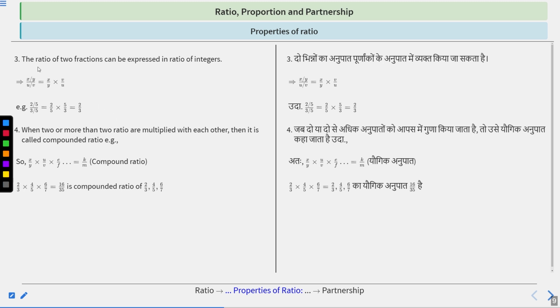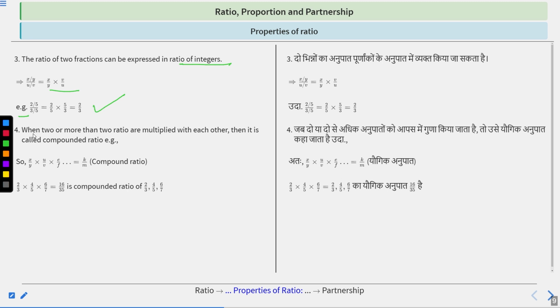In the property of ratio, the ratio of two fractions can be expressed as a ratio of integers. Clear? If we have a ratio of fractions, what does it mean? It means if the ratio of these two fractions x upon y and u upon v has been given, how can we write it? x upon y multiplied by v upon u. For example, 2 by 5 divided by 3 by 5 is equal to 2 by 5 multiplied by 5 by 3, which is 2 by 3. Again we get the ratio.